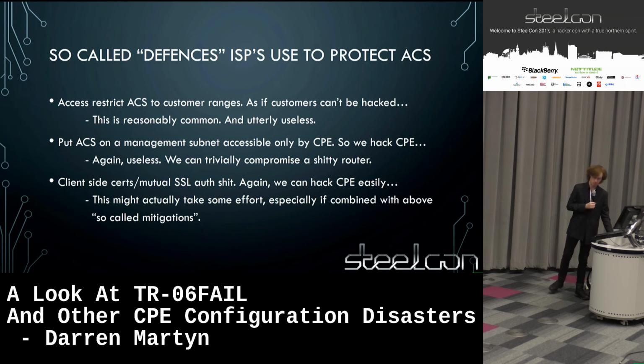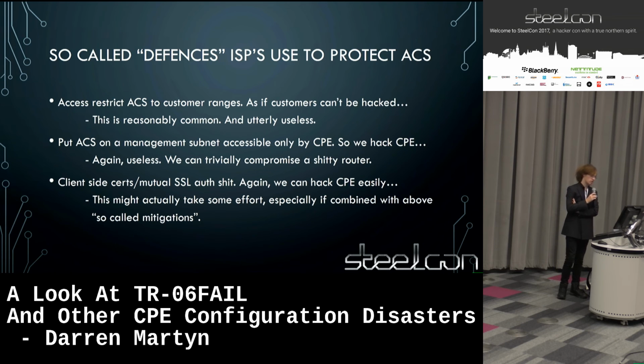I'm just going to make a brief note about the so-called defenses that service providers use to protect their ACS servers. Some of the things they do is they restrict access to the ACS servers, so only people on their customers' IP address ranges can talk to it. That's nonsense, because we can just hack one of their customers and pivot. Or we can put it on a management subnet, so you have to break into a router to break into the ACS, to break into all the other routers, but given that routers are bad, that's easy.